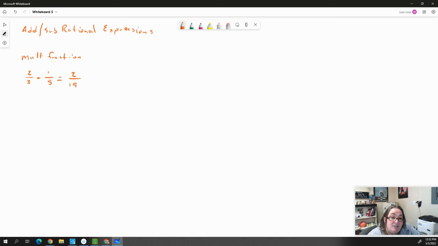And when we had division, if I had 2/3 divided by 1/5, we would just turn it into a multiplication problem by multiplying by the reciprocal. Anything that comes after the divided by, we would write as multiplication and we would just flip that fraction over, right? And then we would wind up with 10/3, right? And that's what we did the last time, only we were doing it with polynomials, right?